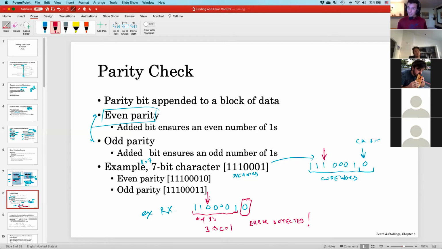Can we correct? That's my question to you. Given this scheme, is this an error detection or an error correction scheme? Correction, because there's only one we can change. Well, it's detection, isn't it? Does this operation that I've just shown tell us which bit was in error? No. Good, it does not. So this is error detection only.